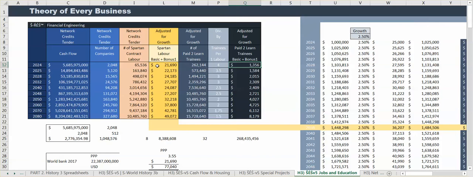$1,356, which, remembering, well, not remembering because I haven't told you yet, per capita GDP in Malawi is £250 a year. So the average person in Malawi gets $250 a year. So $1,356 is not insignificant.